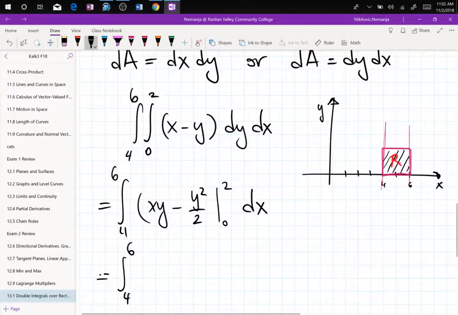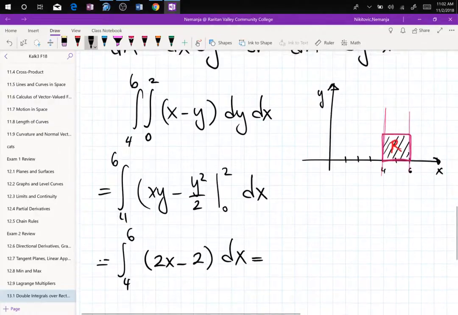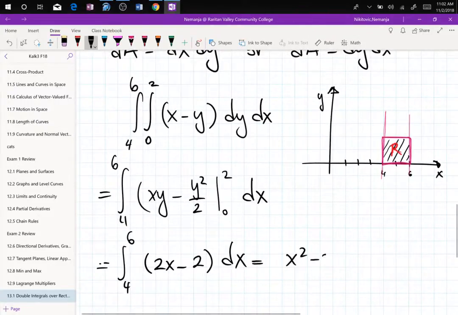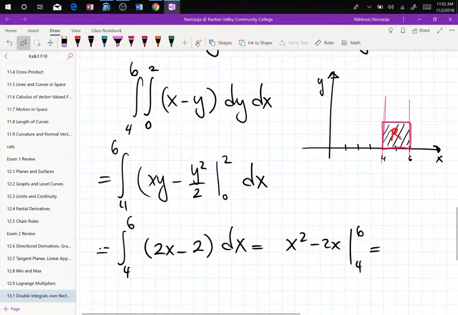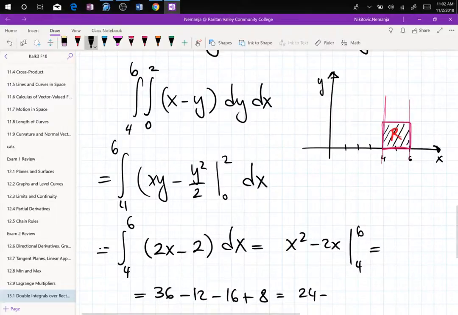So now, since we are here, I copy the outer integral from 4 to 6, and now I plug in 2 for y. I get 2x minus 2. When I plug in 0, everything dies, and I still have dx to work with. The integral of this is x squared minus 2x, computed from 4 to 6. And now it's 36 minus 12 minus 16 plus 8. That's 24 minus 8, which is 16.